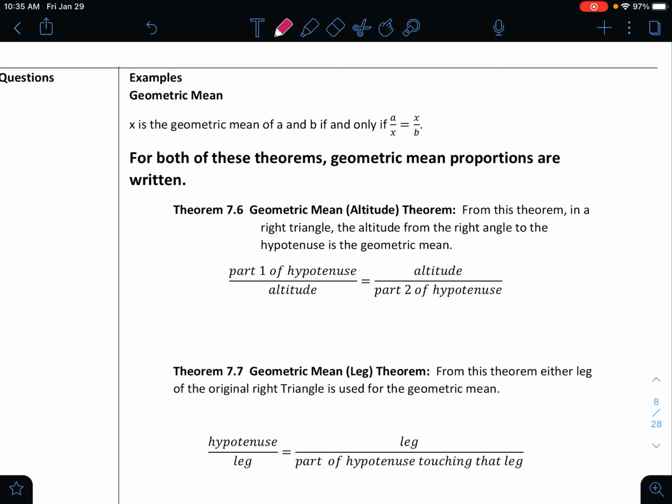All right, let's go to the next page. I want to talk about this idea of geometric mean for a second, because it's not something you hear a lot about in middle school. You probably briefly talked about it.